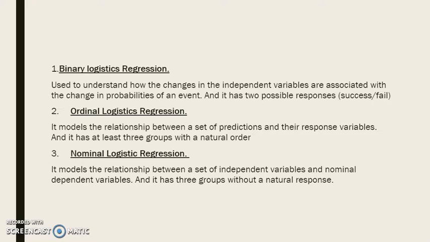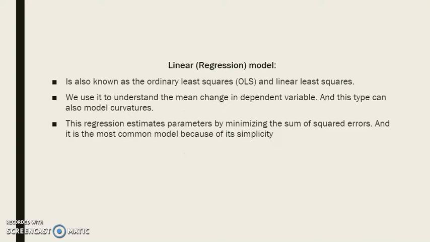And then the ordinal logistic regression models the relationship between a set of predictors and their response variables, and it has at least three groups with a natural order. And then the nominal models the relationship between a set of independent variables and nominal dependent variables, and it has three groups without a natural order.